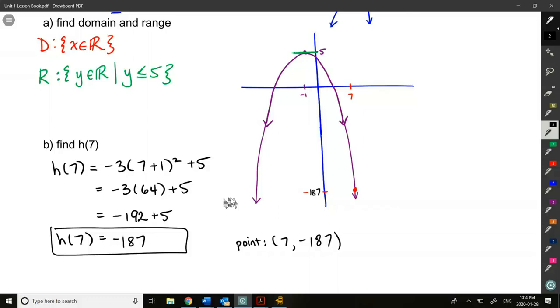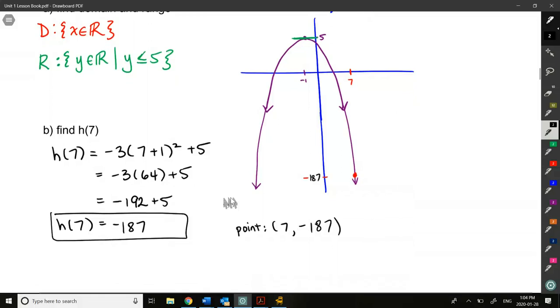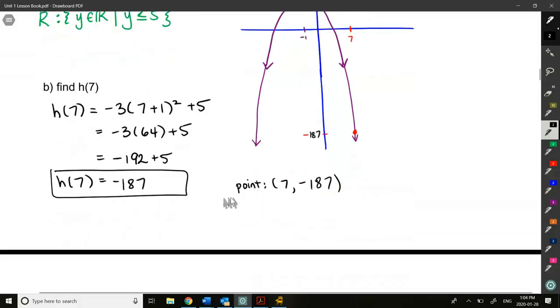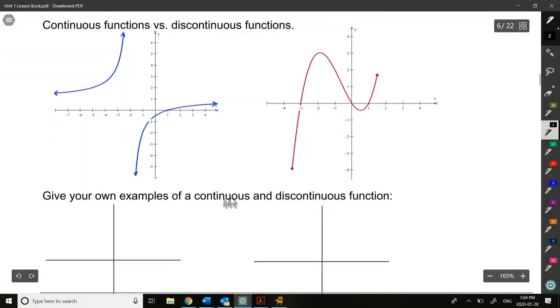There we go. Much better. Okay, can I scroll? Yeah. Okay.